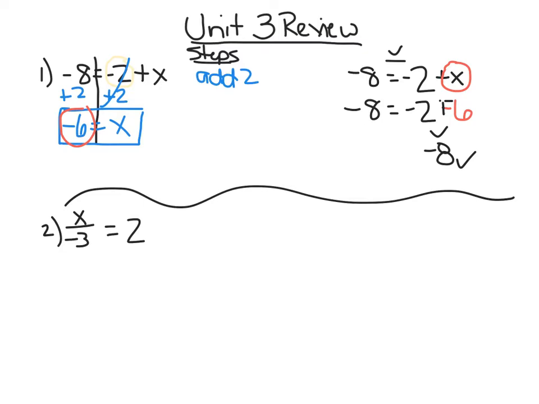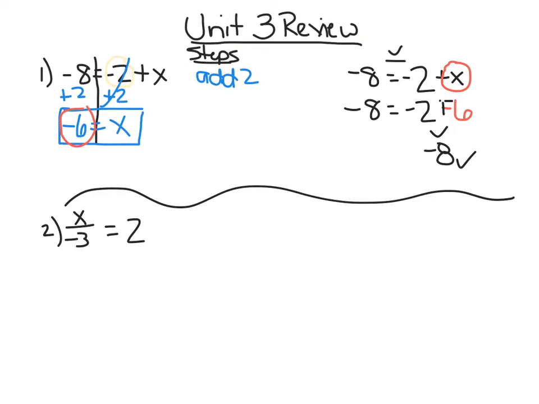It's one step because we have one term there on the left, x over negative 3, it's all one term, right? In the first problem, we had two terms on the right. We had negative 2 and we had plus x. This problem, we have one term on the left, one term on the right.